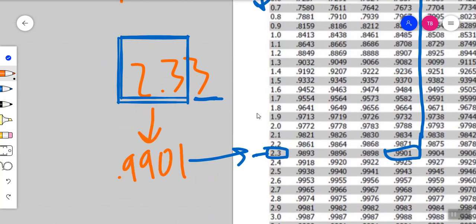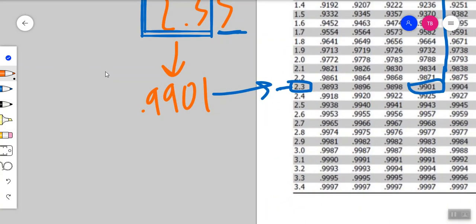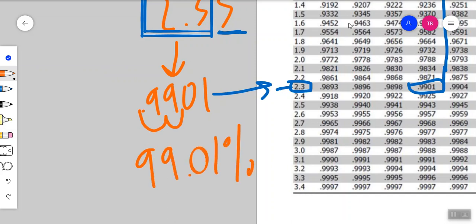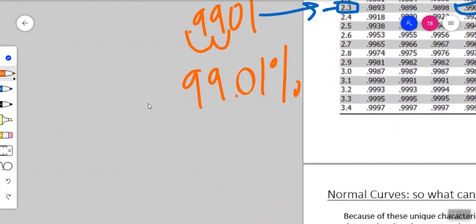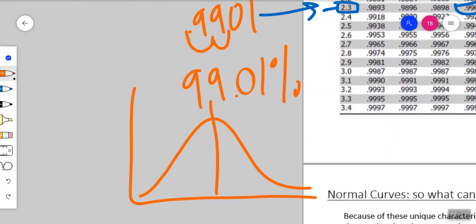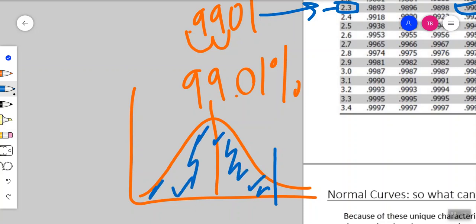So this one becomes 0.9901. And if we want to make that into a percentage, we move this over 2 decimal places, or multiply it by 100. We get 99.01%. Meaning that with the z-score of 2.33, it's covering 99% of our normal curve here. So it's going to be way over here. It's going to be covering this whole area, that 99%. Okay, so we'll keep on practicing with that, and I'll show you a few more.